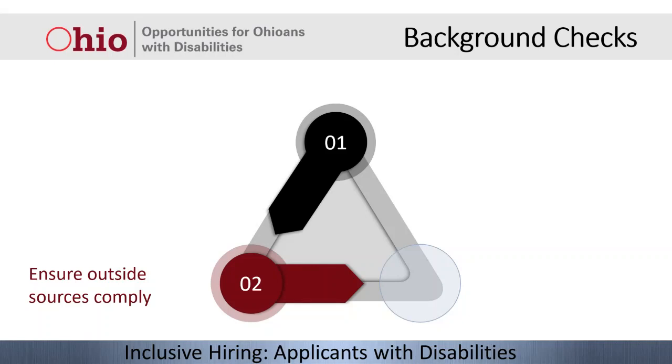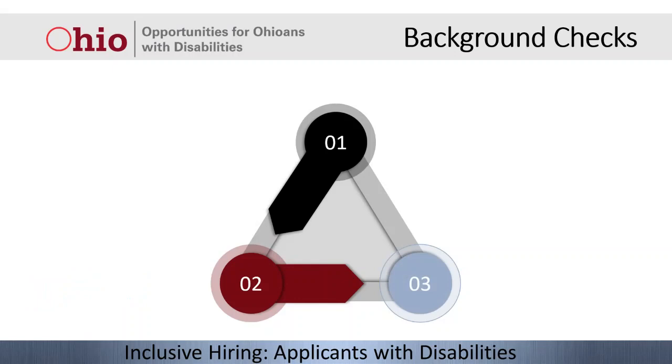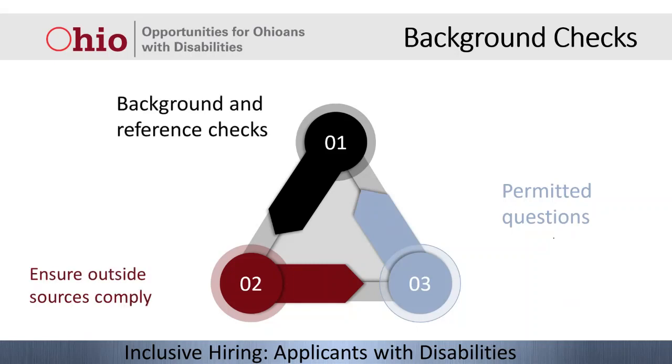This includes asking about things like disability, illness, and workers' compensation history. So it's a best practice to check with any outside agencies you contract with to make sure the agency complies with legal requirements, such as the ADA, regarding pre-employment inquiries. That is all very good information, and I think it will be helpful for employers.